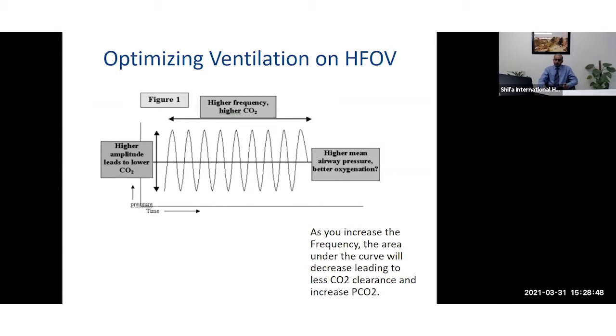In terms of optimizing ventilation, the two things which determine the CO2 levels, one is amplitude and the other is frequency. If we increase the amplitude, that leads to lower CO2, it improves the CO2 clearance. And as I mentioned before, there is an inverse relationship between the frequency and the CO2. So when we increase the frequency, the area under the curve decreases, and that leads to less CO2 clearance and increased PCO2. So there's an inverse relationship between the frequency and PCO2 on high frequency ventilation.